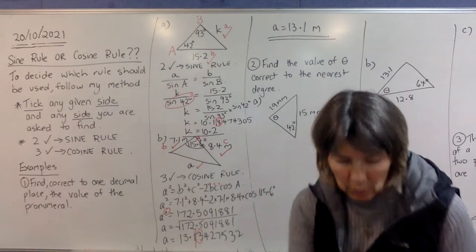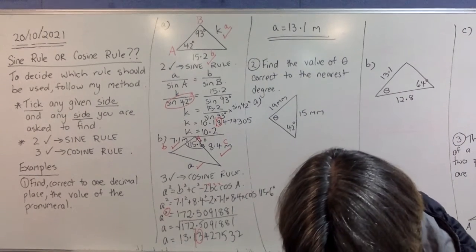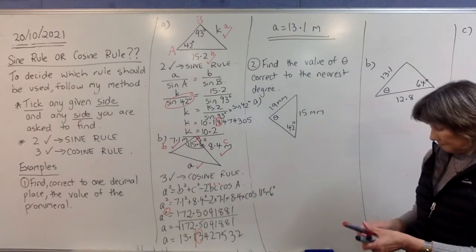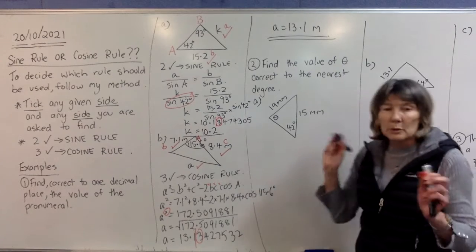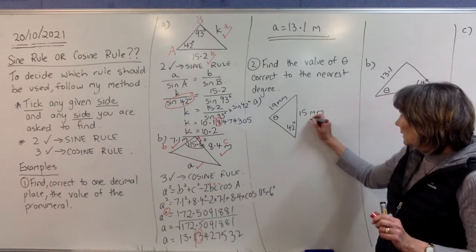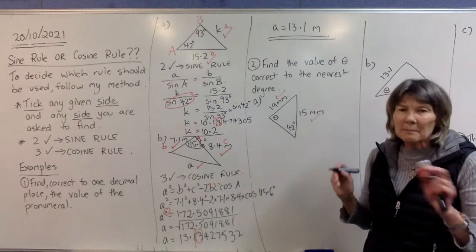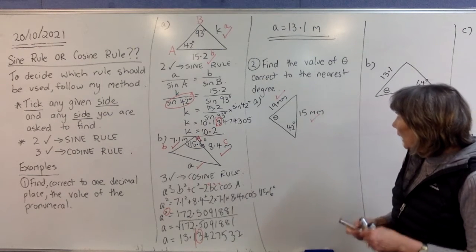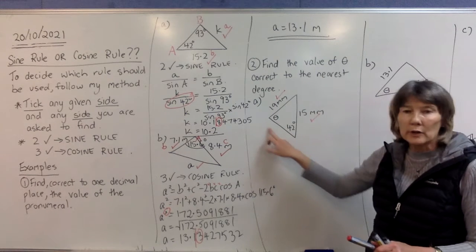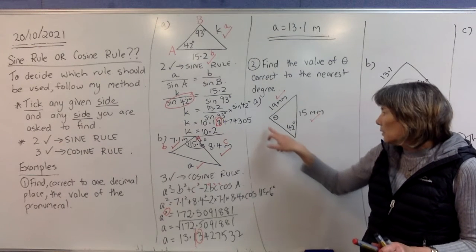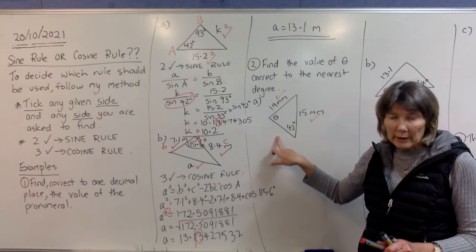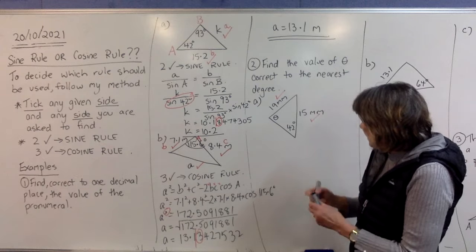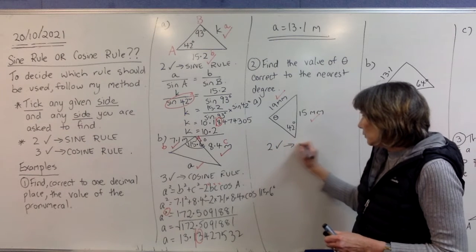Okay, now in number 2, we're looking for an angle, but this method still works. So let's have a look. We'll do our ticks first. So we're ticking any given side. Doesn't matter that we're finding an angle, we're still just ticking sides. And are we trying to find a side? No. So you're not going to tick this side here because there's nothing written there and you're not trying to find it. Okay, so let's have a look. 2 ticks. It's a sine rule question.